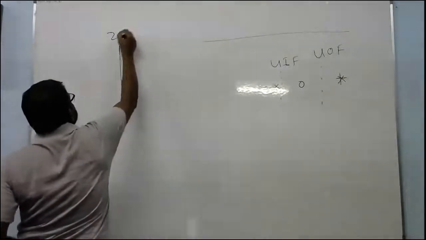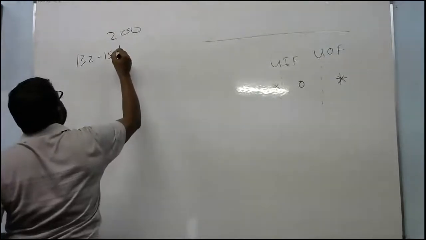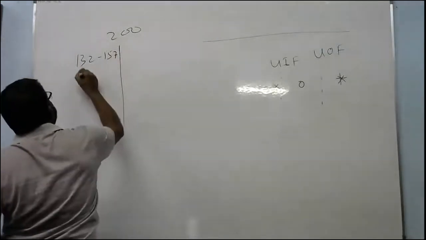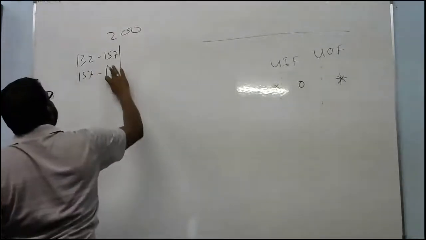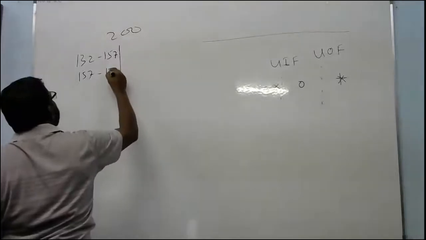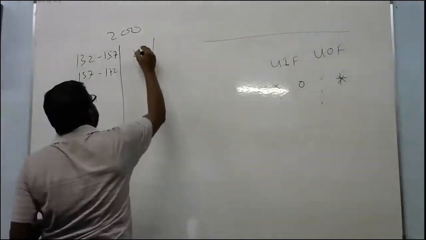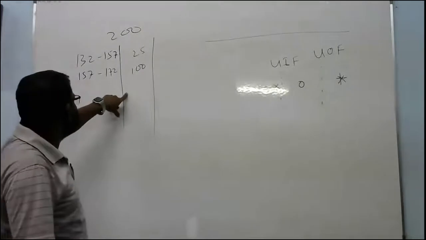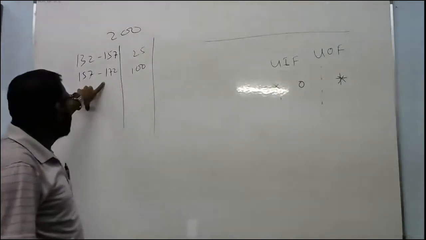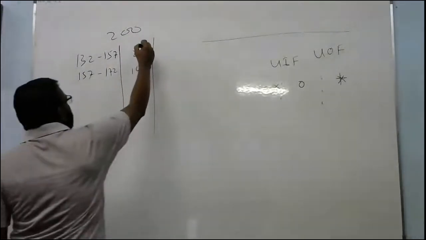Yesterday, frequency table, 200 students. So we have 132 to 150-something, 157 to 162, 172. Right? Likewise, we have frequencies. I can remember this 25, this 100 or something. So here, how to find out the x and the f? This is f, this is f.